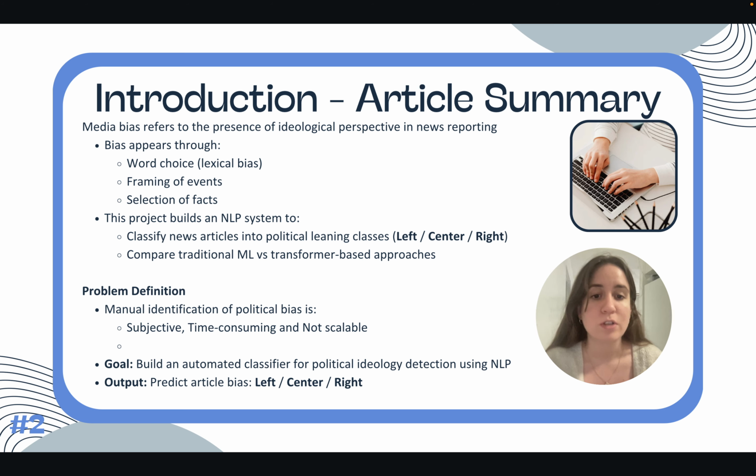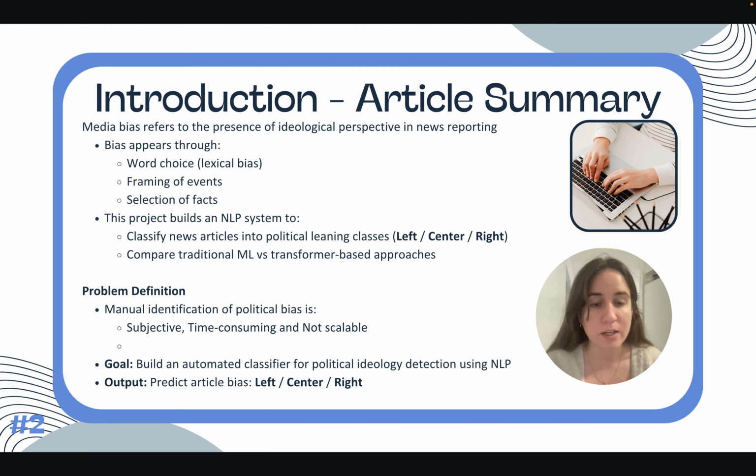The research also highlights that people tend to favor information that aligns with their existing beliefs, creating what are called information bubbles. This reinforces bias and makes it harder to see multiple perspectives. So that's exactly what our project focuses on. We built a system using natural language processing, or NLP, to automatically classify news articles into political categories: left, center, or right. In our approach, we compare traditional machine learning models with transformer-based models.